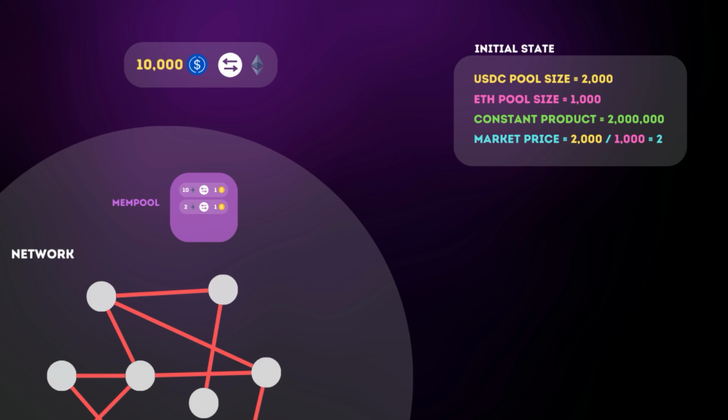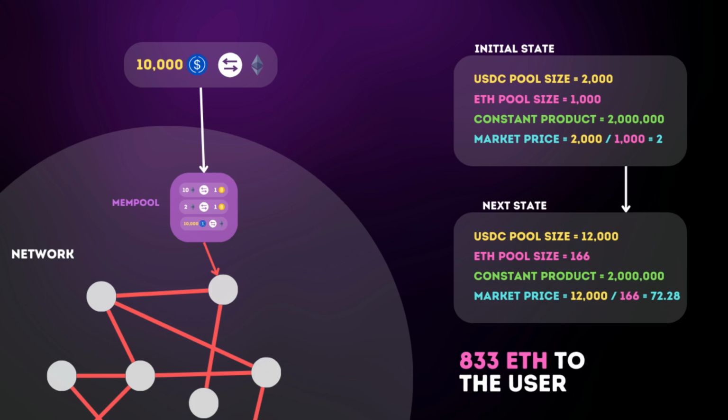Let's now take this example and apply it to a sandwich attack. So let's say we have someone who wants to exchange a large sum of USDC tokens for Ethereum, let's say 10,000. And the pool currently has 2000 USDC tokens and 1000 Ethereum, giving us a market price of 2. So the user signed their transaction, sent it to the network, and then the transaction waited for validation in the mempool. It was then picked up by a validator, validated and inserted into the blockchain, making the exchange valid.